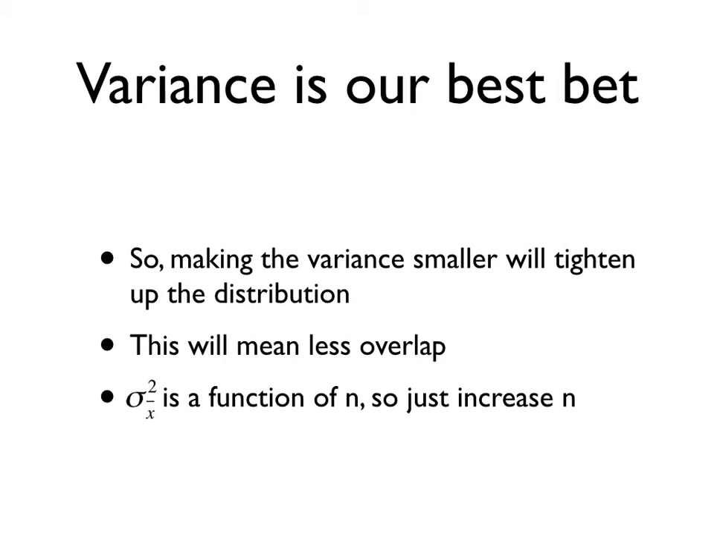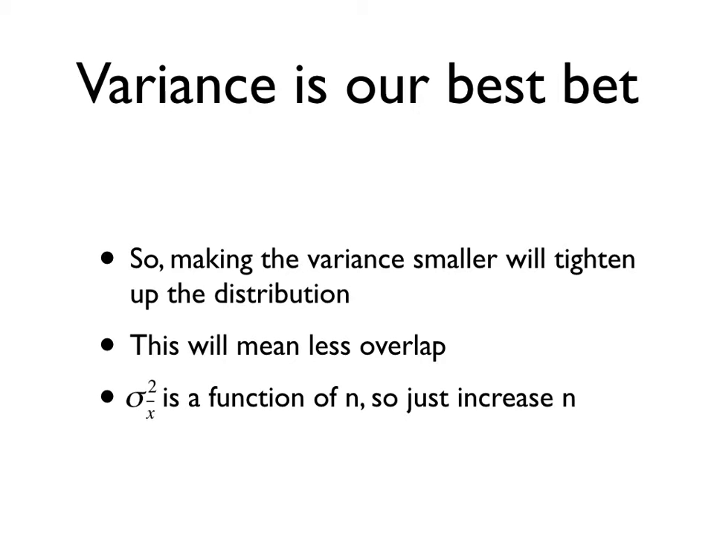Because the sampling distribution of the mean has the variance of sigma squared over n. We can't do anything about sigma squared, but n is the number of subjects. So we can do something. We don't have to have magical powers. Sigma squared sub x bar is a function of n, so just increase n. Then there's less overlap.